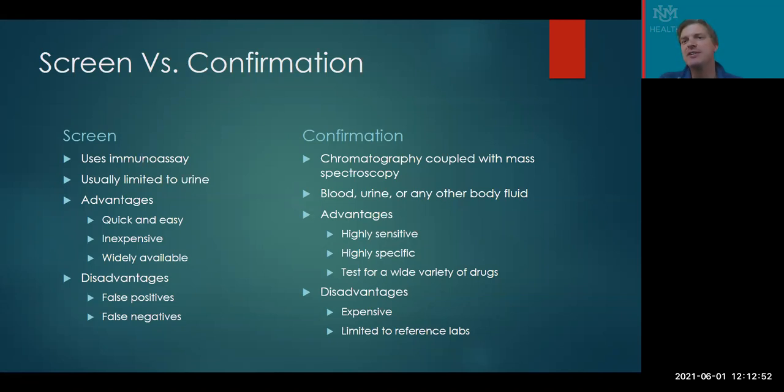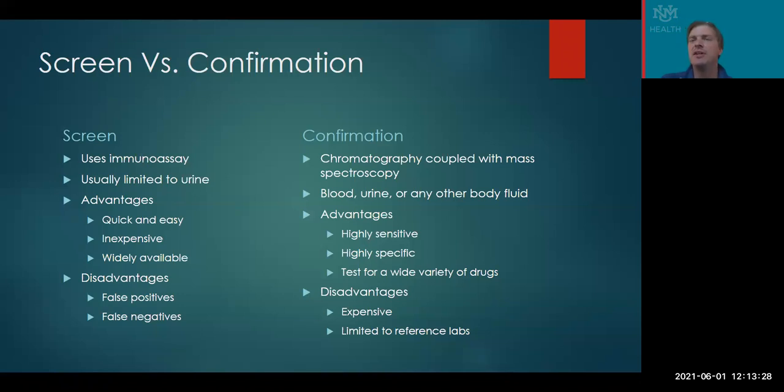And then mass spec essentially takes the molecule that's come off the column, bombards it with electrons, and essentially makes the molecule fragment or shatter, and then is able to measure the mass of all the different fragments of the molecule. Coupled together, each compound has essentially a unique fingerprint that's very specific to it. We can use blood or urine or any other body fluid to do confirmation testing.